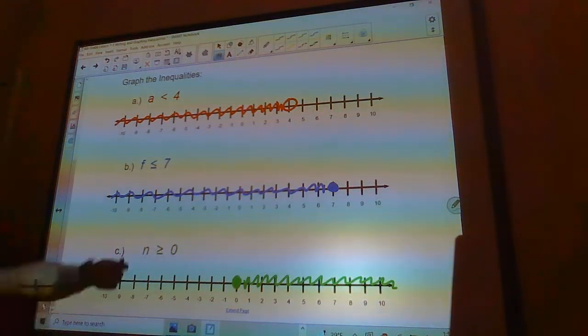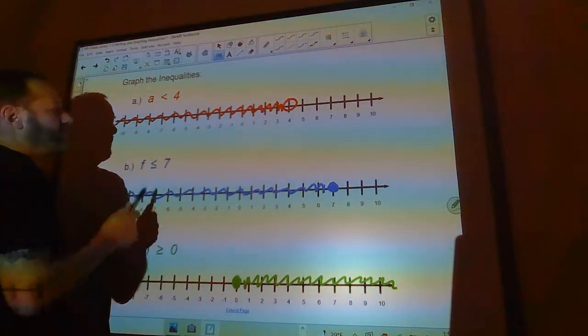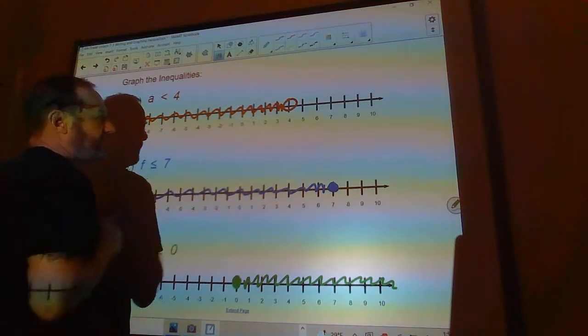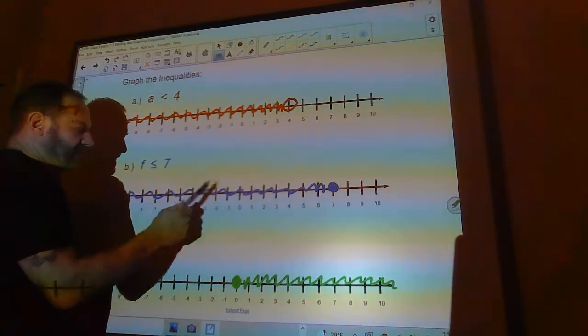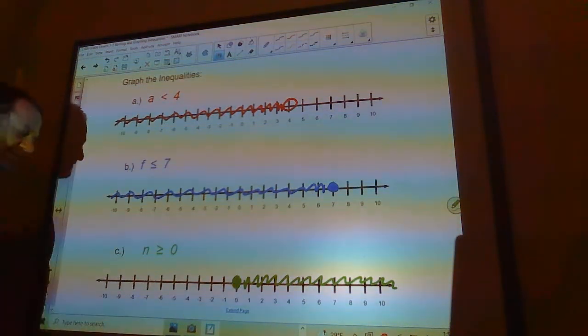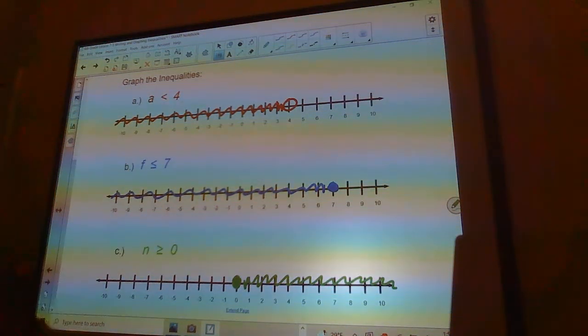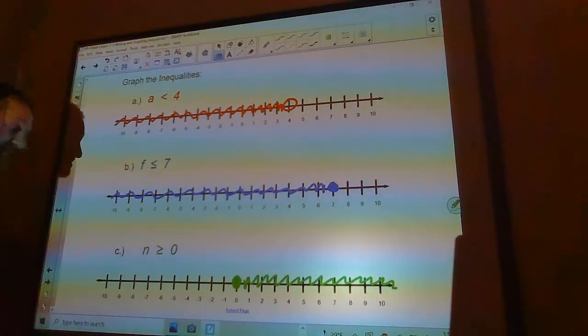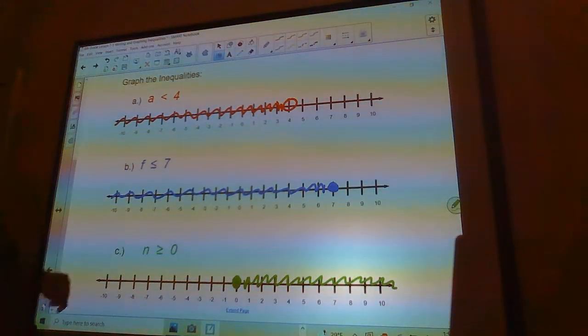And really, you don't have to put all these numbers on here. The only numbers you must have would be 4 in this case and 0. In this one you need 7 and 0. And in this one you would need 0, and since it is 0, you'd pick some other number to put on the graph. It could be anything, 6 would be fine. Just give a reference of which direction and what the scale is.